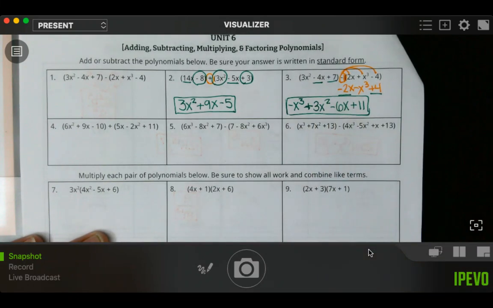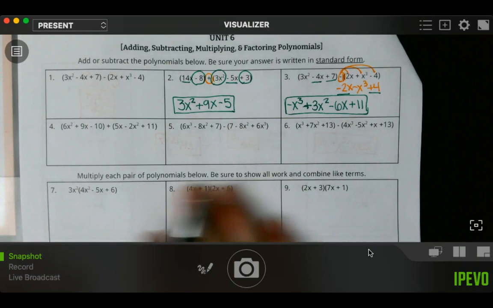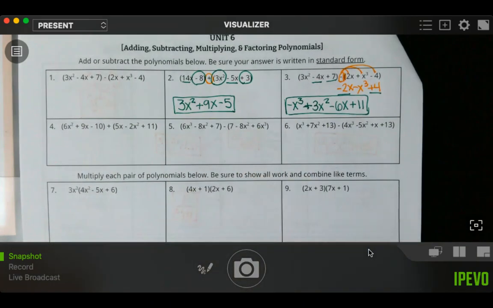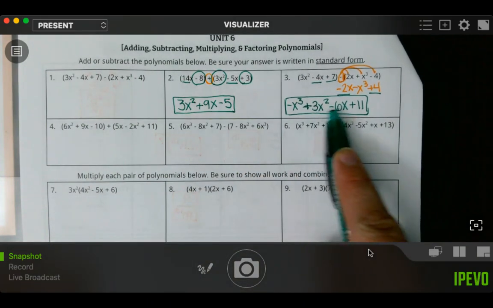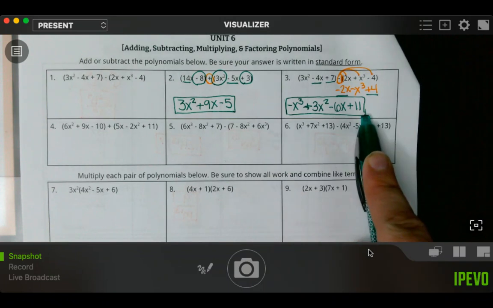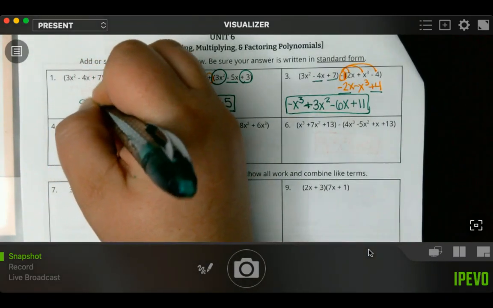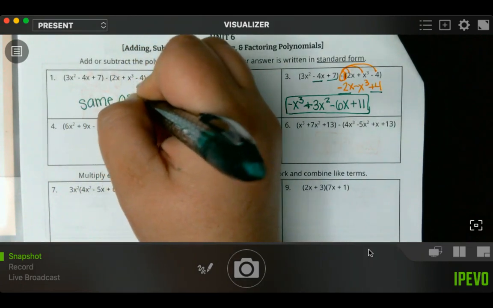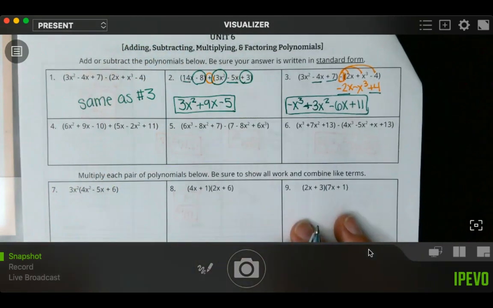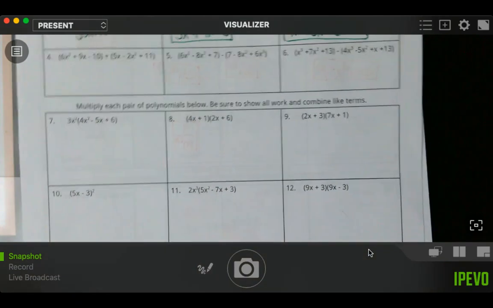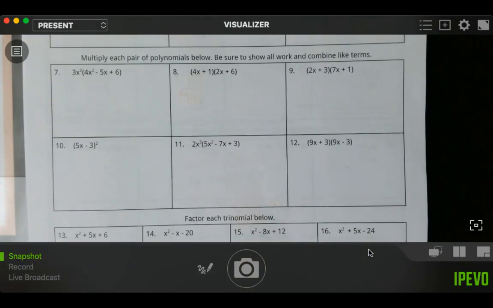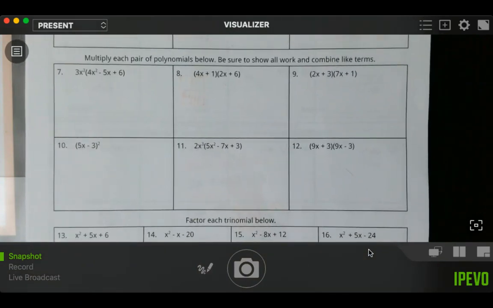Now let's talk multiplying. By the way, all the rest of these are very, very similar. Just make sure you go highest to lowest exponent in order like this. Also, number 1 is the same as number 3. So I just did 3 problems for you, really. Alright, let's talk about how to multiply.